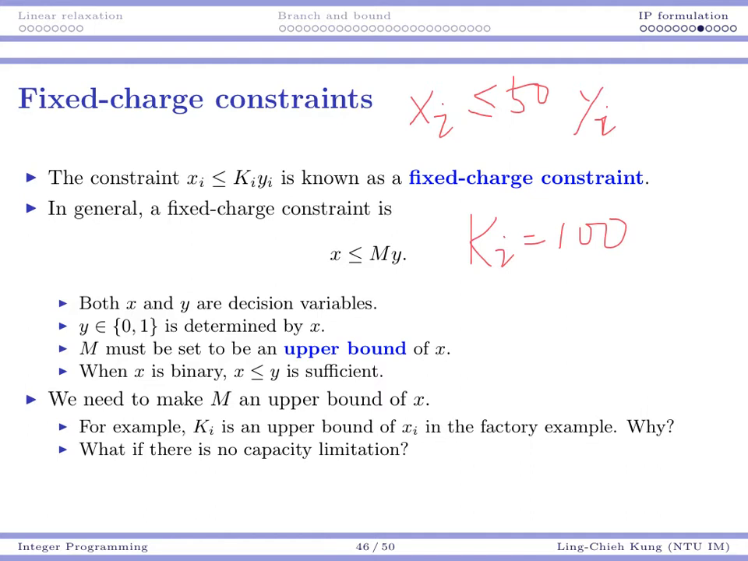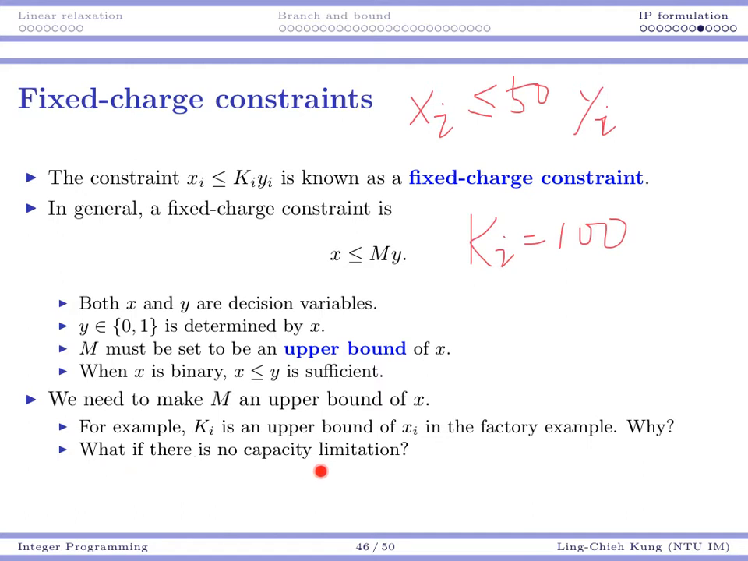But typically we prefer the upper bound to be as small as possible, because that makes your feasible region smaller. Once your upper bound is chosen to be smaller, your feasible region becomes smaller, and then solving your problem typically gets faster. One particular special case is when your X is binary, then all you need is X less than or equal to Y, because X is binary means X is less than or equal to 1, and then 1 is an upper bound.